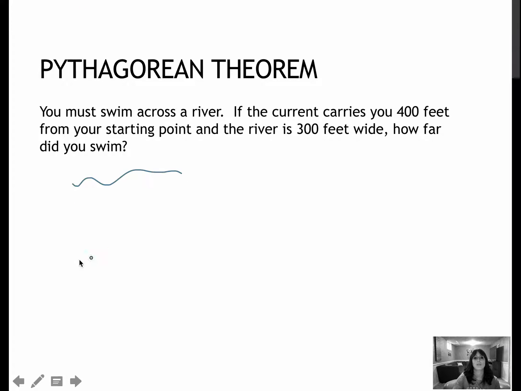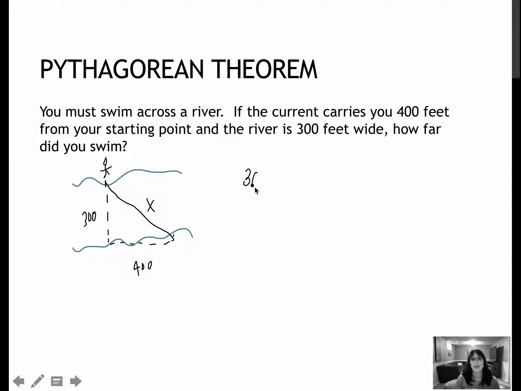So you have a river, okay, and you've got you. Here's where you started. You're trying to swim straight across the river, and straight across the river is 300 feet. But the river carries me 400 feet this way, because that's 400 feet from the starting point. And now I need to know what is the distance that I swam. So obviously I had to swim sort of crooked. I want to know what that distance is.